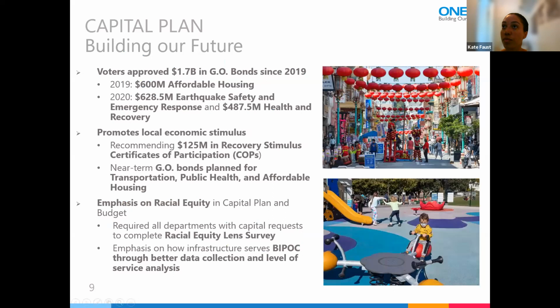As I mentioned earlier, our general obligation bond capacity has decreased just because of the levels of debt that were passed at the ballot over the last 2 years. We were able to issue 1.7 billion in bonds since the last capital plan. That includes the affordable housing bond, the earthquake safety and emergency response bond, as well as the most recent health and recovery bond that just passed in November. Over the next decade, the city's capital plan recommends 125 million in general fund debt, which is focused really on economic stimulus and an equitable recovery from the pandemic, as well as GO bonds that are planned for transportation, public health, and affordable housing in the near term.